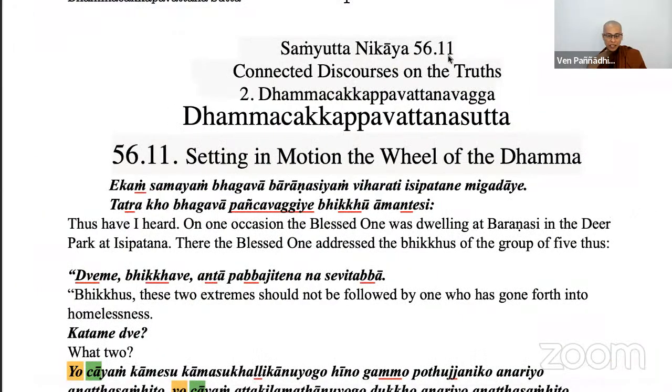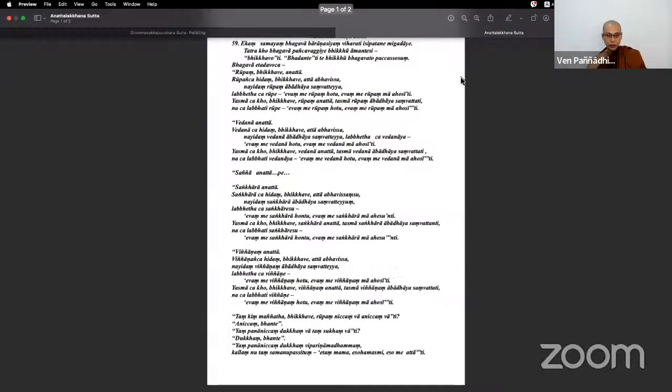Okay. Pandey, looks like your students have learned so well. No questions. So if so, I would like to introduce another sutta, the Anattalakkhana Sutta. That is the second sutta preached by the Buddha.